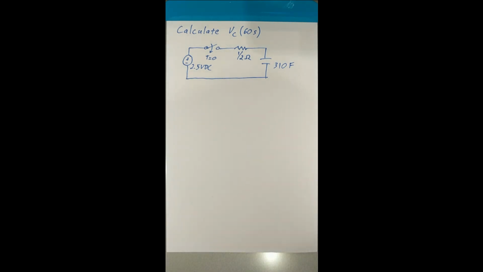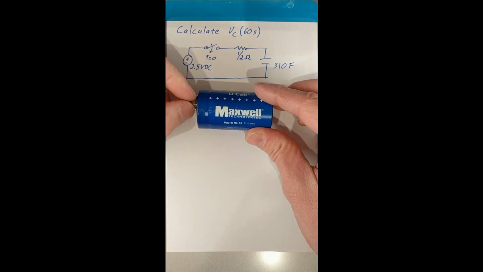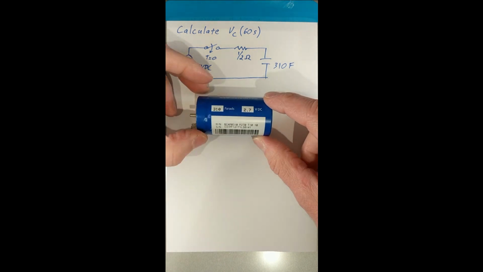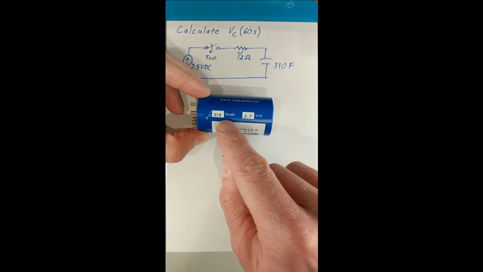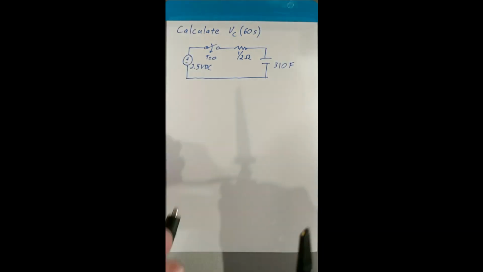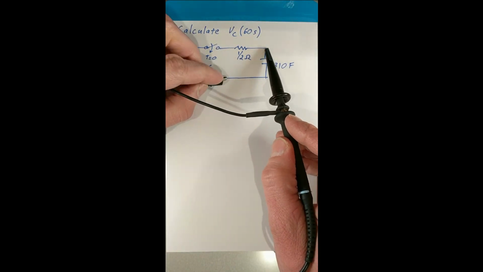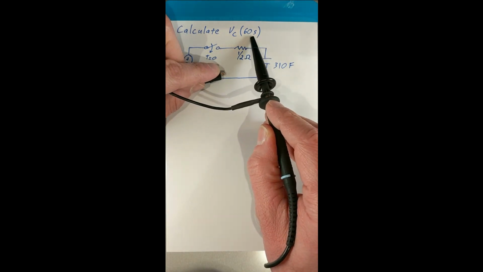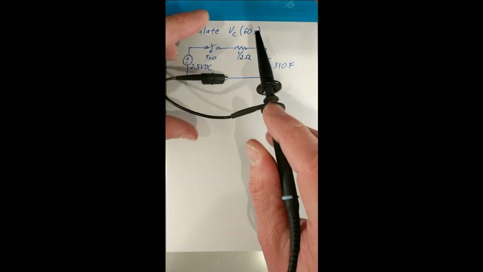In this circuit, we find a very large capacitor. In fact, it's 310 farads. As you can see here, 310 farads at 2.7 volts DC. We are asked to calculate the voltage on the capacitor at a specific time. In this case, what is the voltage on the capacitor at 60 seconds?